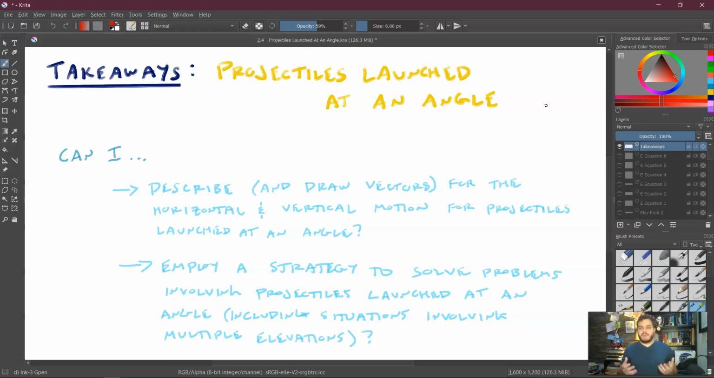Additionally, can you employ a strategy to solve problems involving projectiles launched at an angle, including situations involving multiple elevations? Once again, identify your givens and unknowns for both horizontal and vertical, keeping in mind you now have an initial vertical velocity. Solve for time in one dimension, stick it back in, and find the unknown that you want.